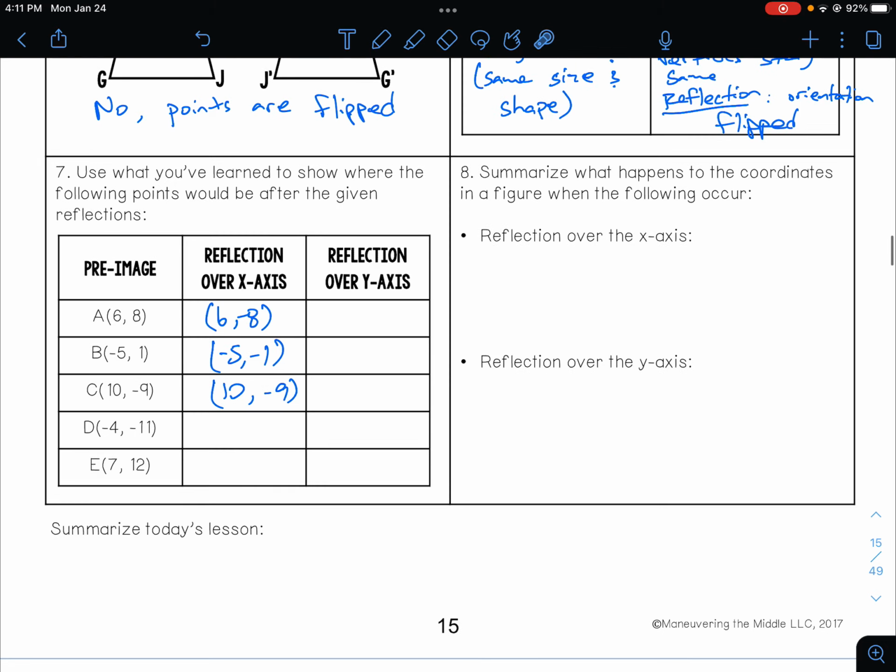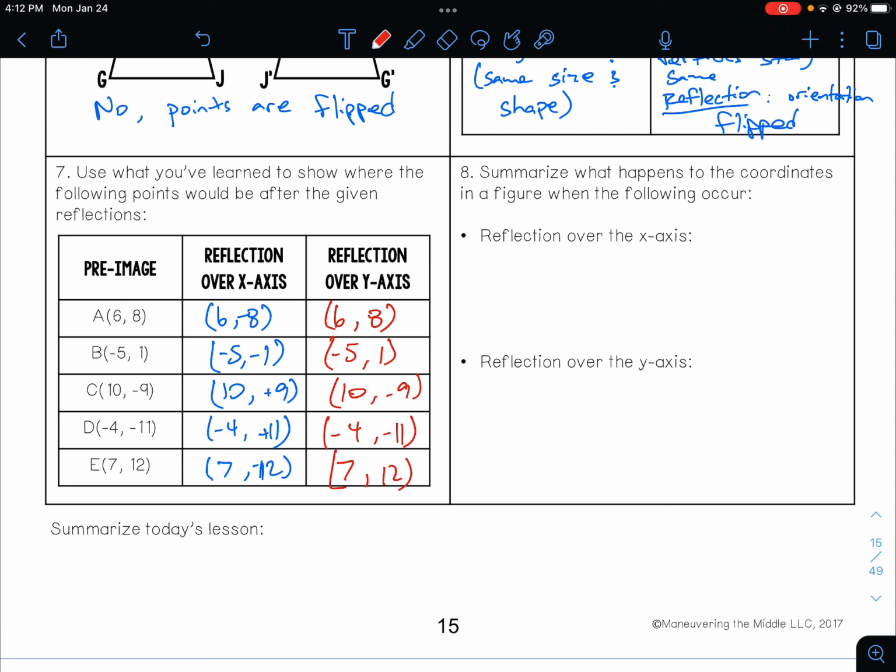Let's take a look at reflected over the y-axis. So let's say we had 6, 8. Let me rewrite all these points. Negative 5, 1. Let's do 10, negative 9. Negative 4, negative 11. And 7 and 12. So when we reflect it over the y-axis, the y stays the same, but the x changes.